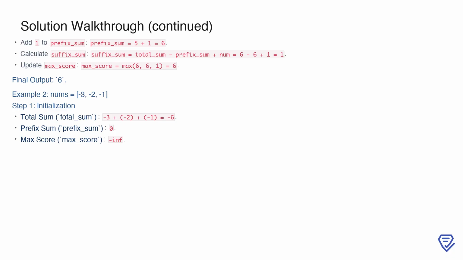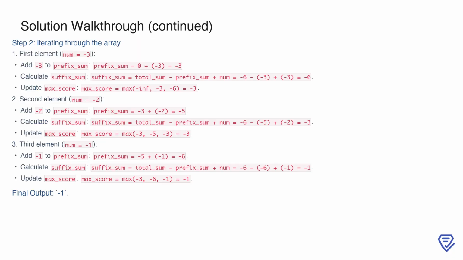Next, for the second number, -2. Adding -2 to the prefix_sum results in -5. The suffix_sum is recalculated as -6 - (-5) + (-2) = -3. Comparing prefix_sum, suffix_sum, and max_score, the maximum remains -3, so max_score stays the same.